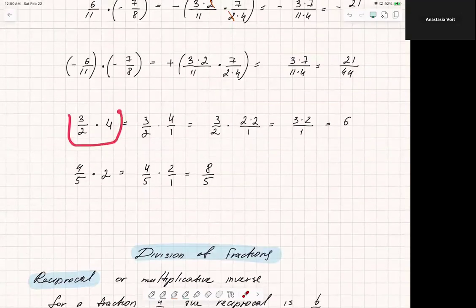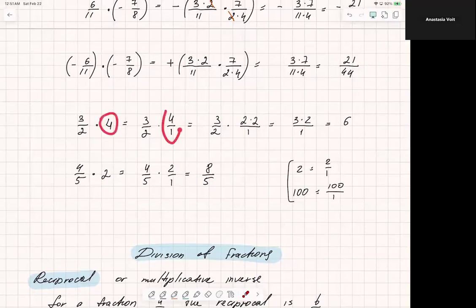Now, if we have a fraction multiplied by a whole number, what do we do? So we have 3 over 2 times 4. Now, when we have a whole number, let's say 4, this is the same thing as 4 over 1. So when we have a denominator 1 in this case, it's always like that with the whole numbers. So even if you have something like 2, that's the same thing as 2 over 1. If you have 100, that's the same thing as 100 over 1. So every whole number can be written as a fraction in this way. Okay, so when we have 4, we can write it as 4 over 1.